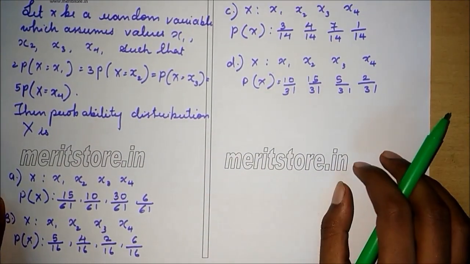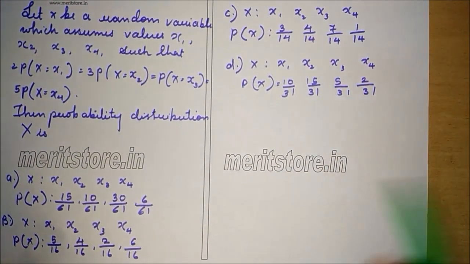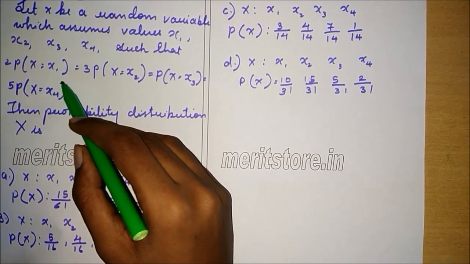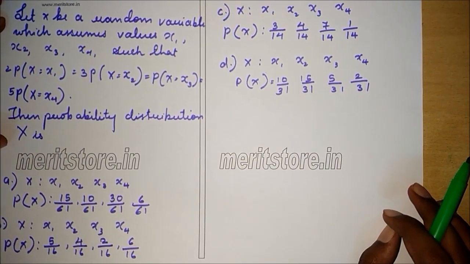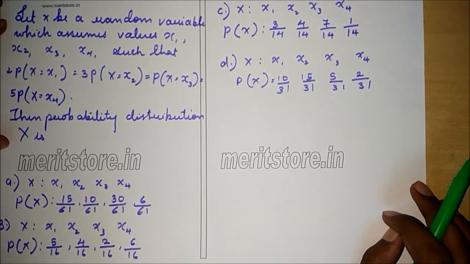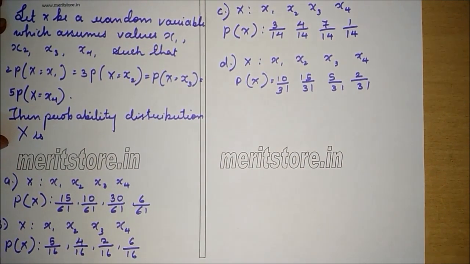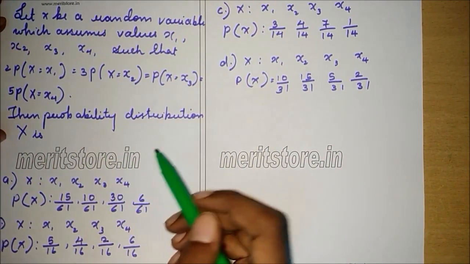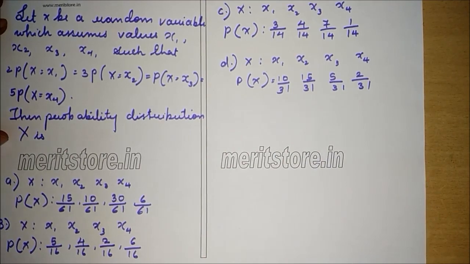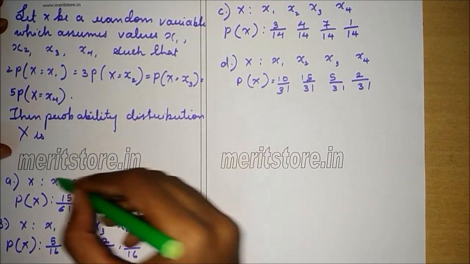Let x be a random variable which assumes values x1, x2, x3, x4 such that 2 times p of x equals x1 is equal to 3 times p of x equals x2 equals 3 p of x equals x3 equals 5 times p of x equals x4. Then the probability distribution of x is, so these are the options given, and these are all the probabilities for respective values of x.